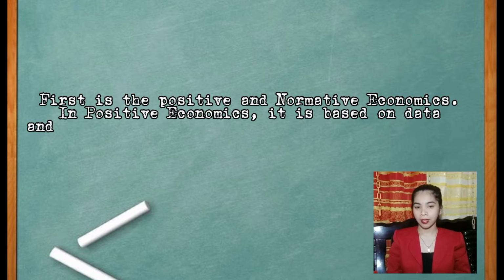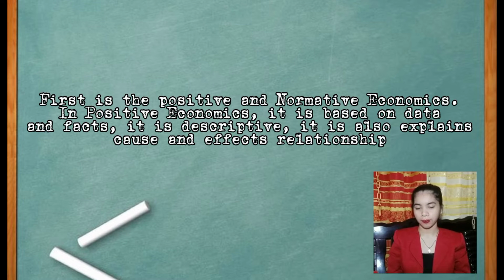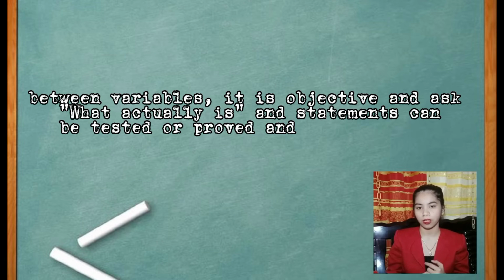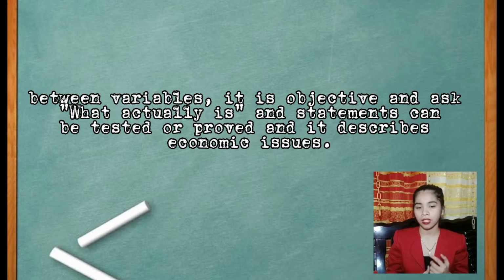First is the positive and normative economics. Positive economics is based on data and facts. It is descriptive and also explains cause and effect relationships between variables. It is objective and asks what actually is. And statements can be tested or proved, and it describes economic issues.